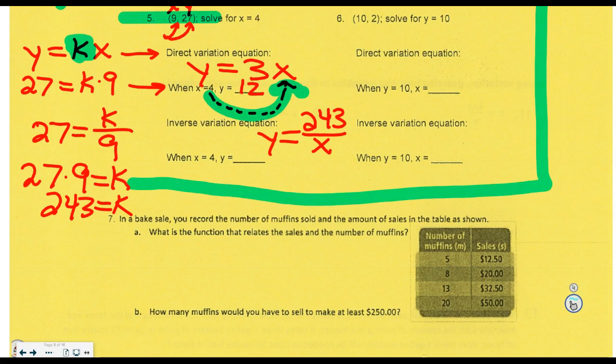Now it says, well, what if x was 4 in this variation? Then you would remove it. The k would still be, it is what it is. You just found it. What is 243 divided by 4? I have no idea.